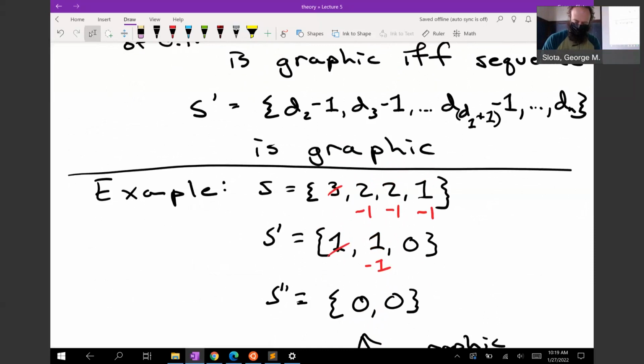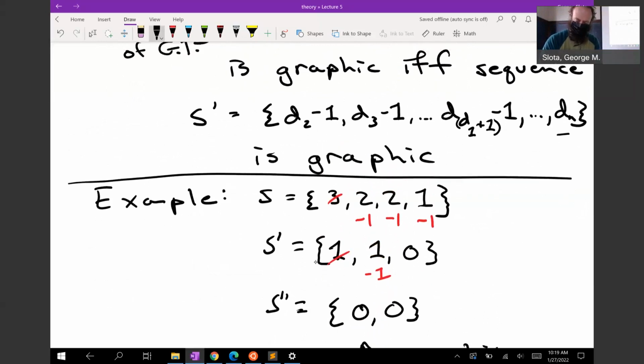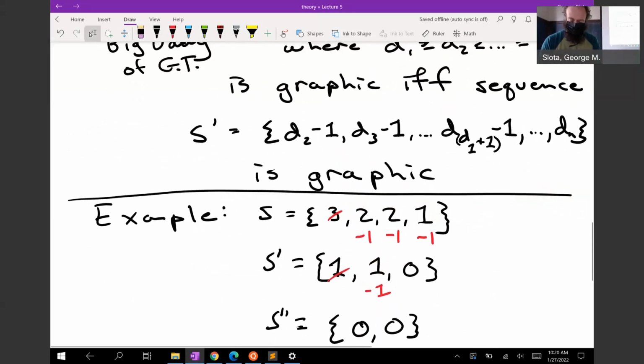D sub n minus 1 up here, indexing from 1 to n. Here, let's consider D sub 1 equals 3. So we subtract from D sub 2, D sub 3, D sub 4, the next three values in the sequence.